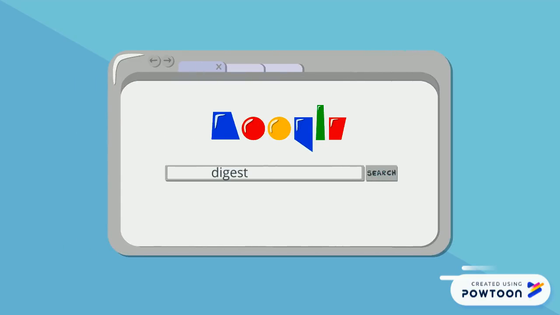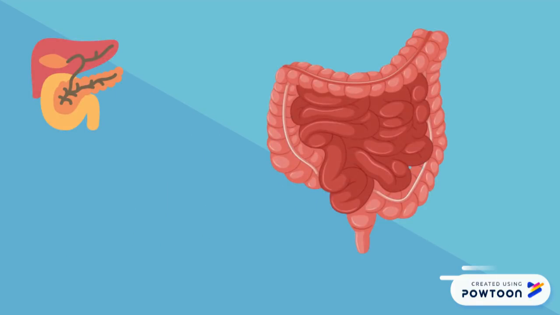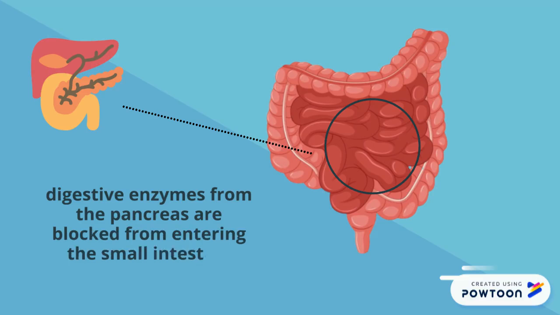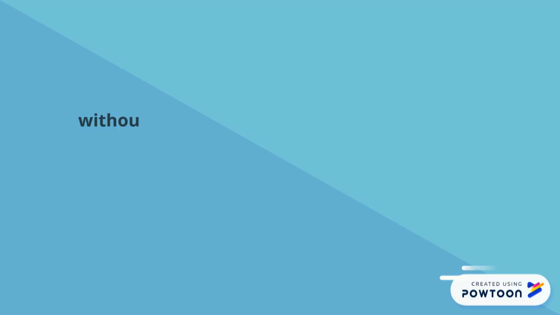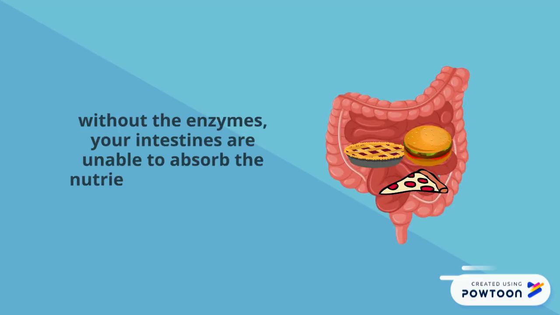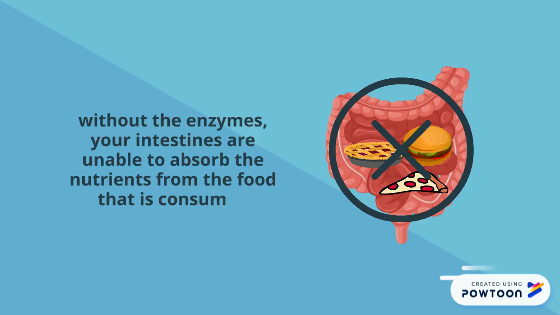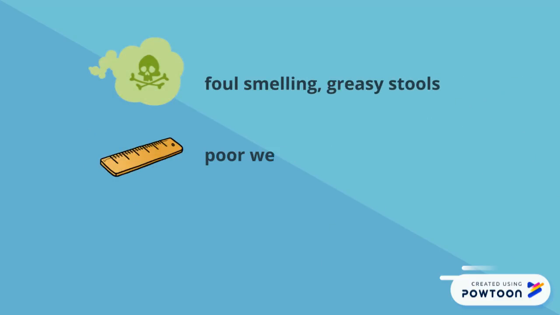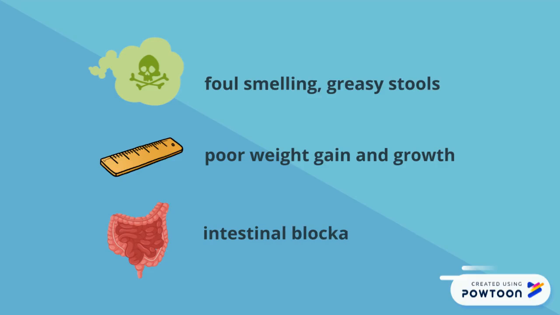The next will be digestive signs and symptoms. The thick mucus can also block tubes that carry digestive enzymes from your pancreas to your small intestine. Without these digestive enzymes, your intestines aren't able to completely absorb nutrients in the food you eat. The result is often foul-smelling greasy stools, poor weight gain and growth, intestinal blockage, particularly in newborns, and severe constipation.